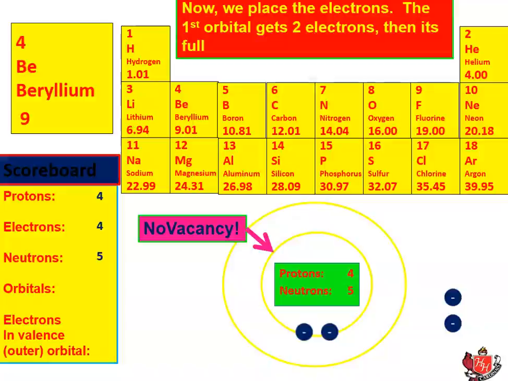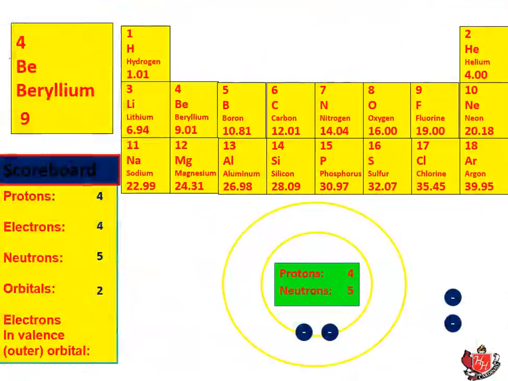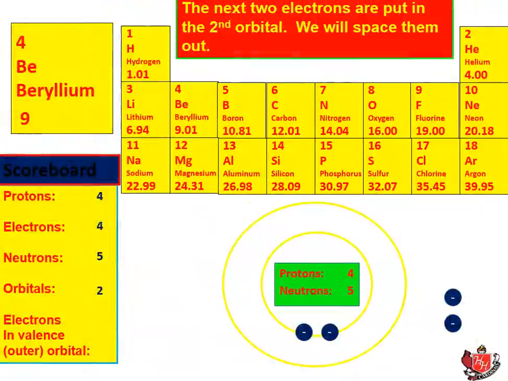So what do we do with the final two? What do you do with those final two electrons sitting there? The next two electrons are put in the second orbital, and we're going to space them out. Think of the circle as having four sides to it. So we're going to put one of the electrons there, and we're going to put one of the electrons there. The fact that they're spaced out means that they're unpaired.